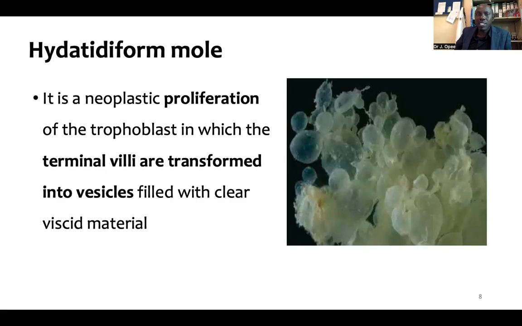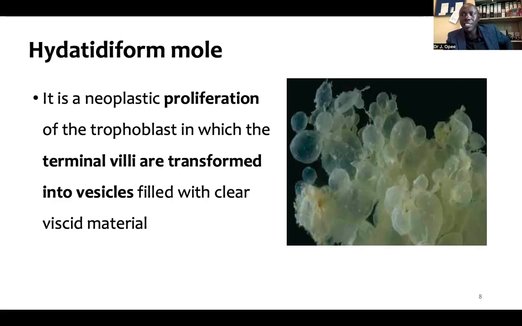It is a neoplastic proliferation of the trophoblast, in which the terminal villi are transformed into vesicles. And when you look at that diagram, that picture there, it shows clearly vesicled material or tissue that has some fluid filled inside it. And that is actually important when you're making a diagnosis. Even if you're doing evacuation, you can look at these vesicles and actually know, oh, this is hydatidiform mole.